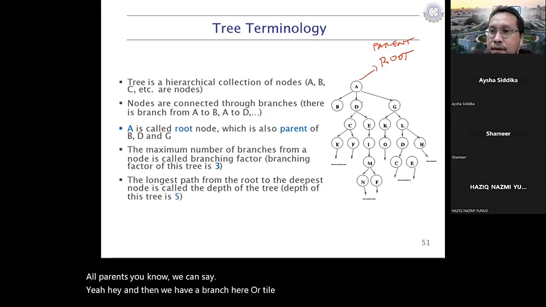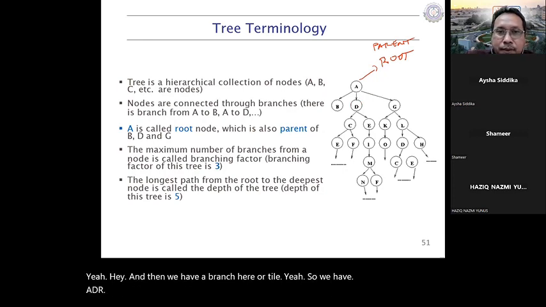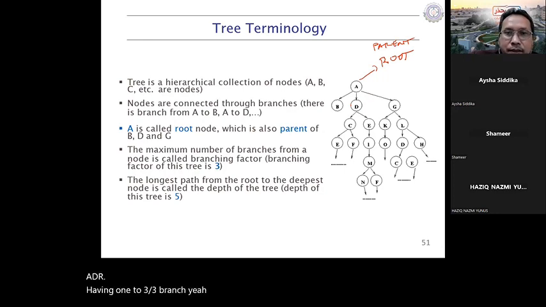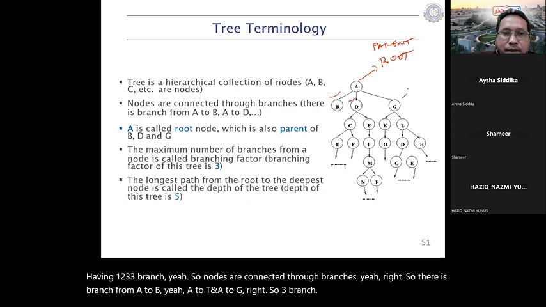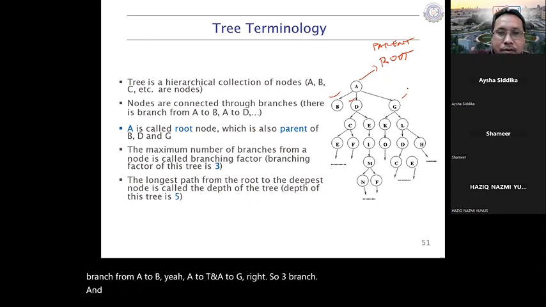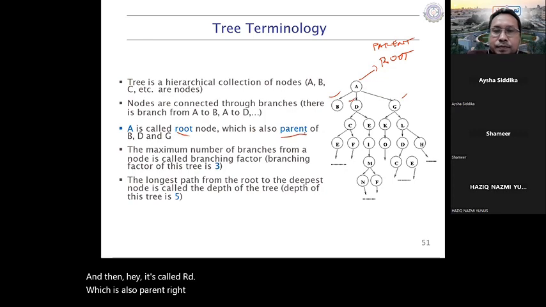So A here has 1, 2, 3, three branches. Nodes are connected through branches. So there is a branch from A to B, A to D and A to G. So 3 branches. And A is called the root node, which is also the parent. So A is the parent, or root, of B, D, G.